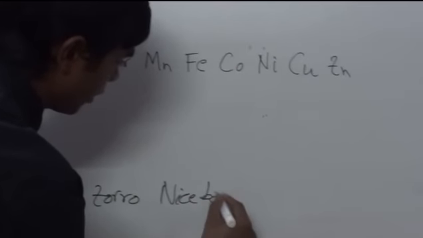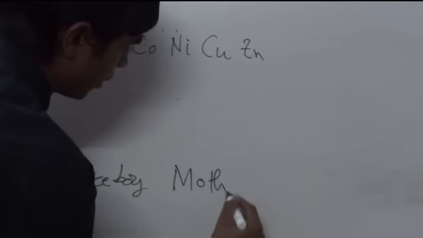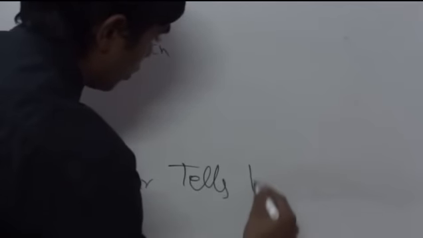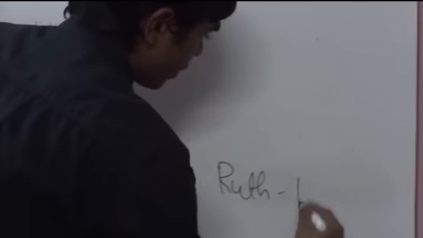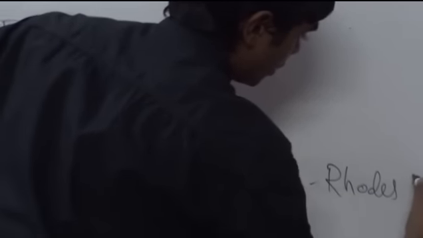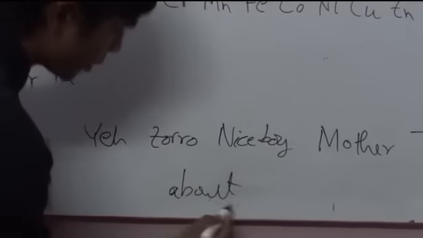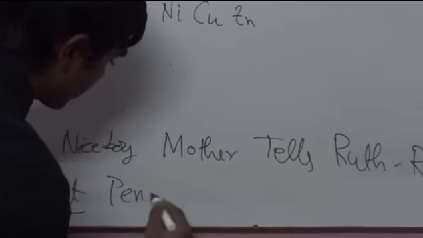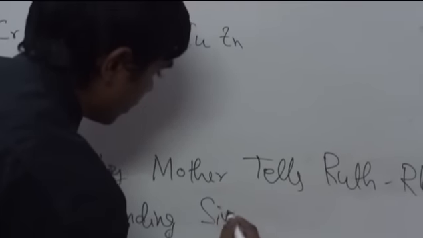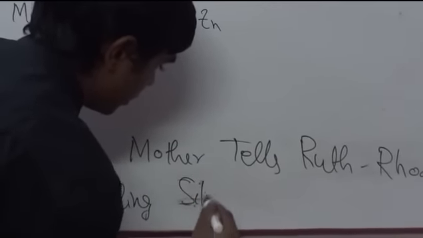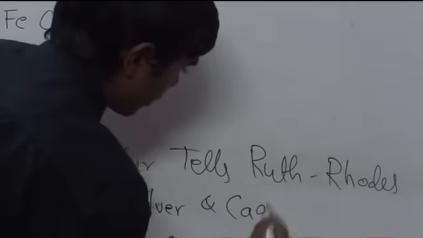And it's time for the 4D series, that is Zoro, my favorite childhood character, nice boy, mother tells Ruth her name Rose about. Those words which don't contribute to the elements, you can just underline. Pending, silver and cadmium. So let's frame the periodic table.